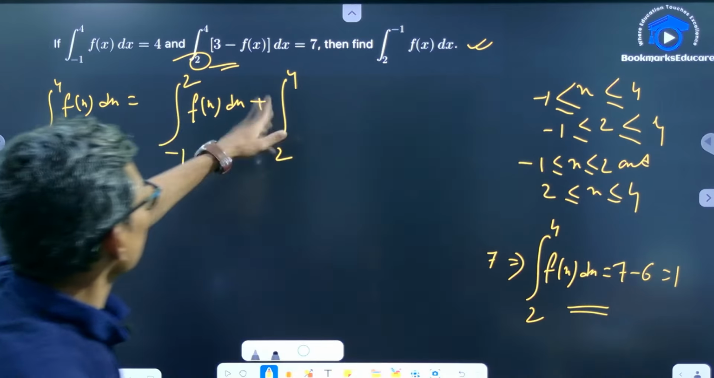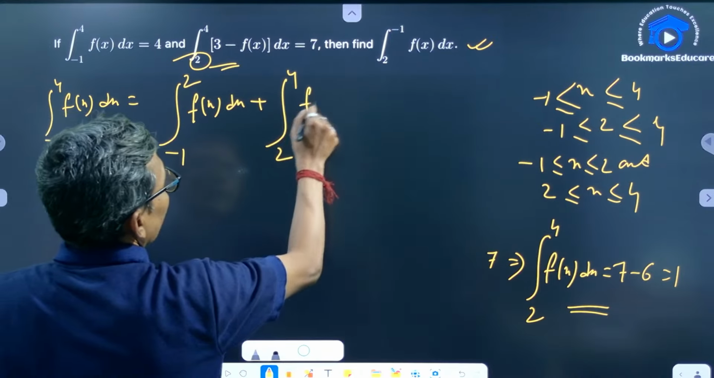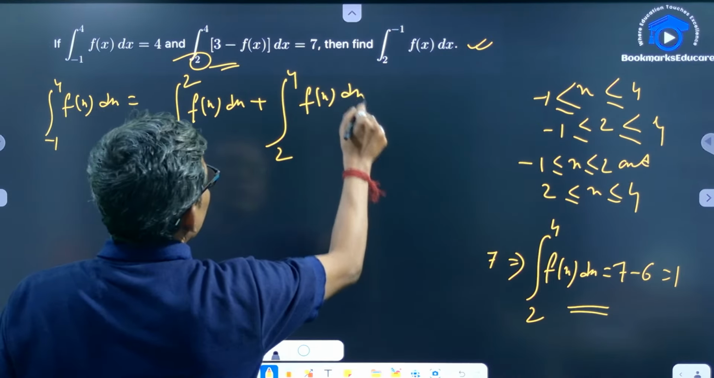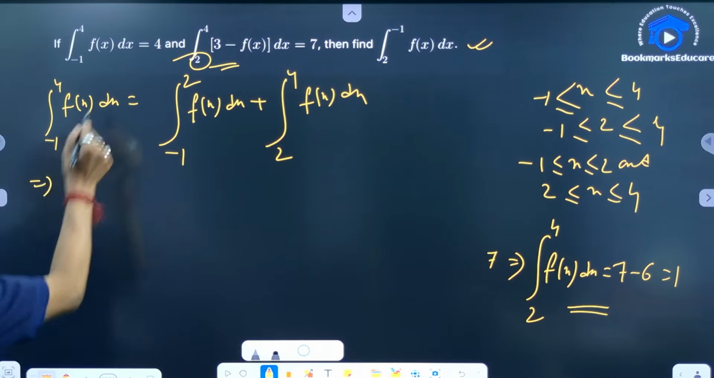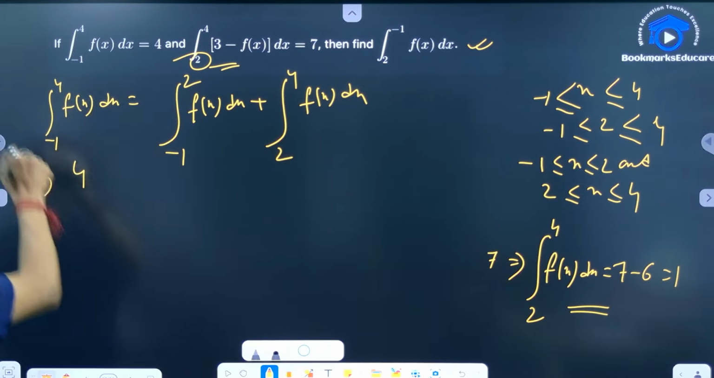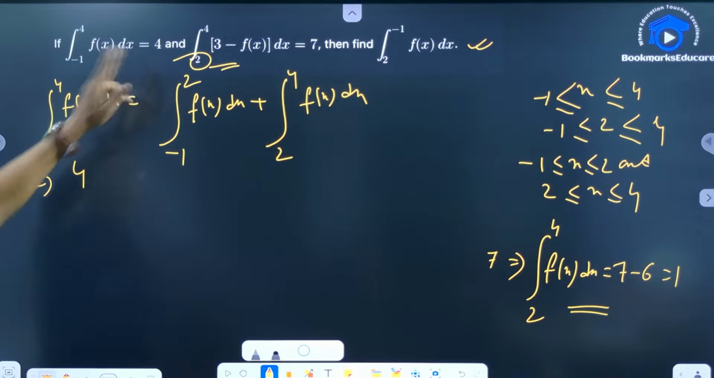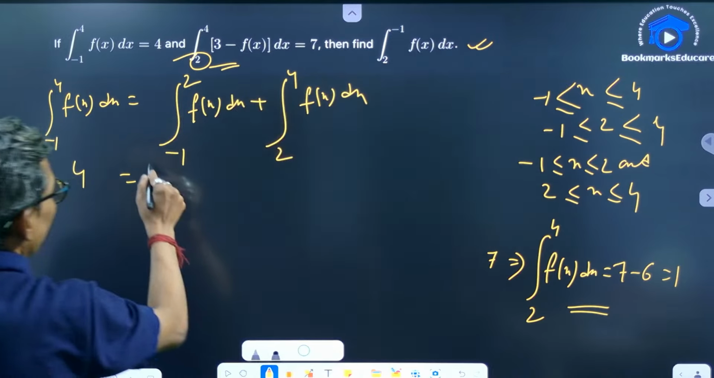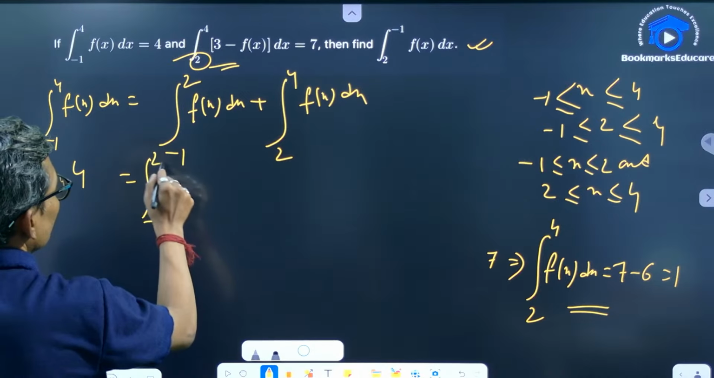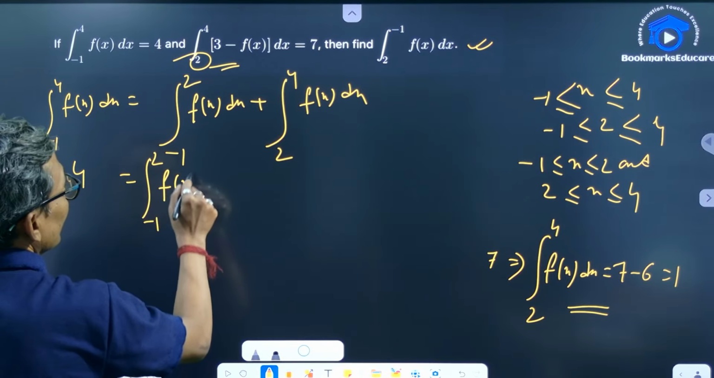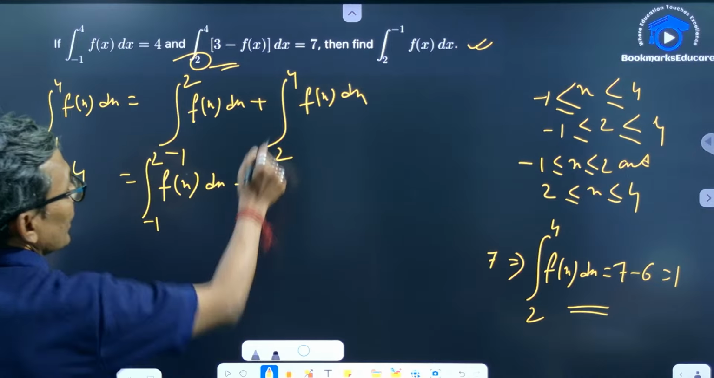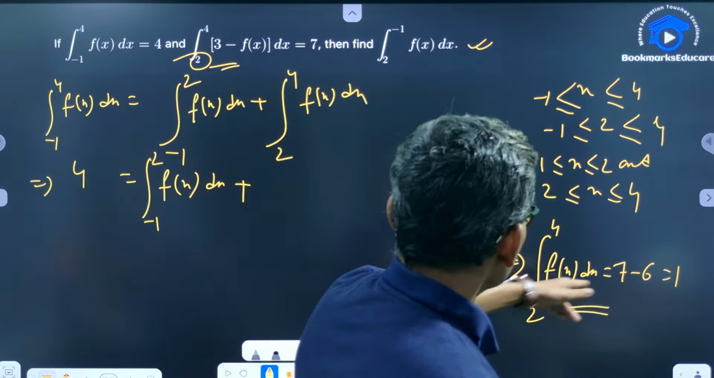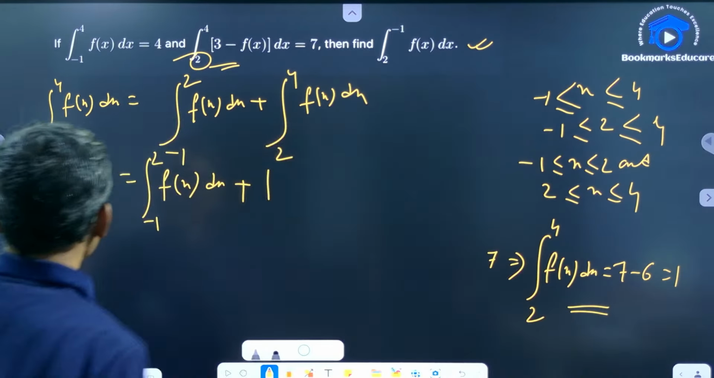ओके, सो ये हो गया. सो f of x dx, सो इसका वैल्यू 4 है. ओके, यहाँ पर दिया हुआ है और इसका वैल्यू निकालने के लिए बोला गया है. सो ये वैसा जो है वैसे ही लिख देते हैं, और इसका वैल्यू तो ऑलरेडी हम लोग निकाल चुके हैं, सो उसका वैल्यू 1 हो जाएगा. ठीक है.